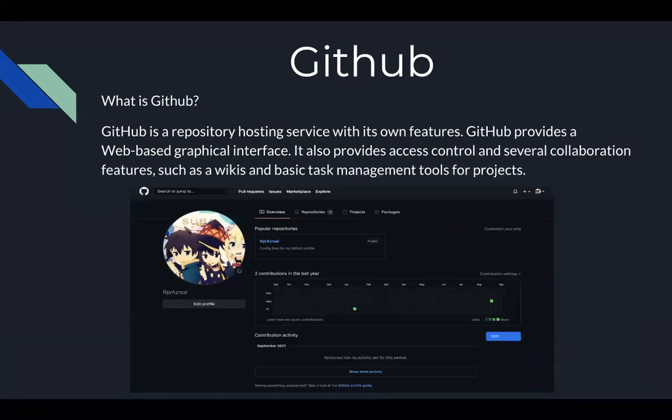Lastly, GitHub. GitHub is a repository hosting service. Essentially, it's an interface that provides access control, and several collaboration features, such as wiki and basic task management tools. It's used for projects or group projects and many other things based upon computing jobs.